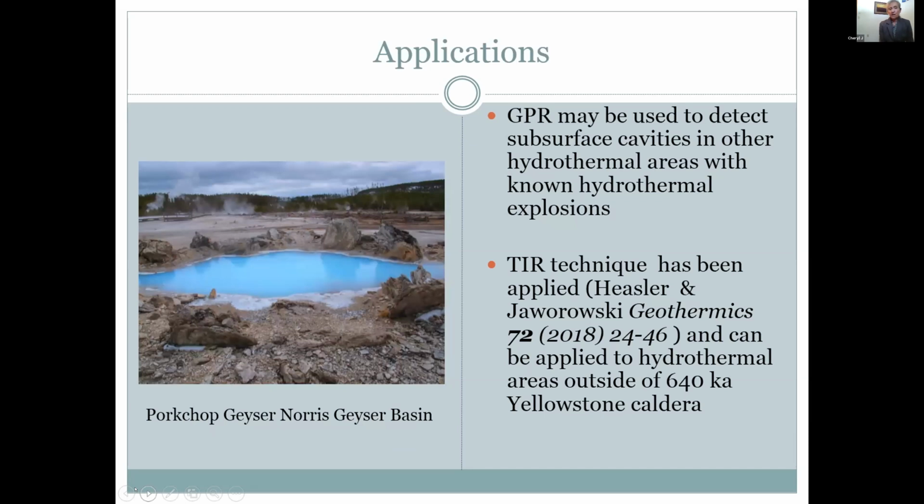My co-authors and I also think that the GPR can be used to detect subsurface cavities and other hydrothermal areas with known hydrothermal explosions. And so on your left, you see a picture of Porkchop Geyser that's in Norris Geyser Basin. And we think that's an area that GPR could have some value. The thermal IR technique that I talked about in the Old Faithful area had been tried previously in Norris Geyser Basin, and it was the success of what was done there that led us to believe that it could also be used or tested in the Old Faithful area. Next slide.